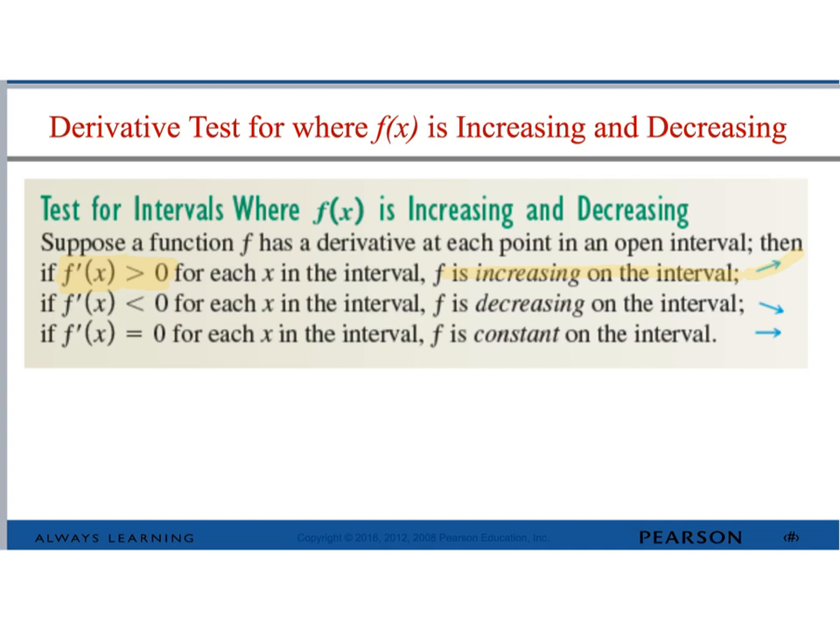If the derivative is negative for all the x's in that interval, then we would say that f of x is decreasing on that interval because it's going downhill. And then we would also say that if the value of the derivative is 0 in an interval, then f of x is actually constant on that interval, which means that its slope is 0, or it basically is horizontal at that point. So it's not increasing and it's not decreasing.